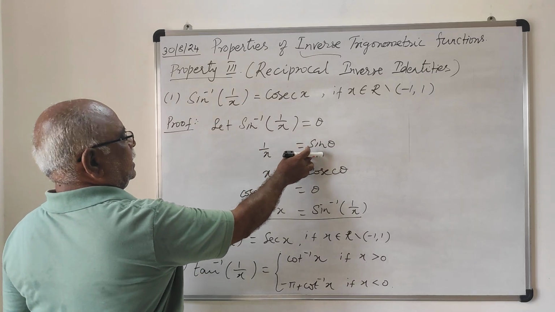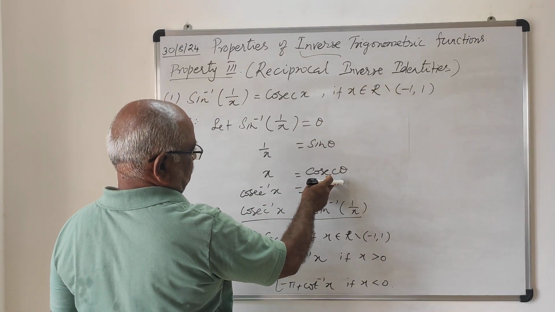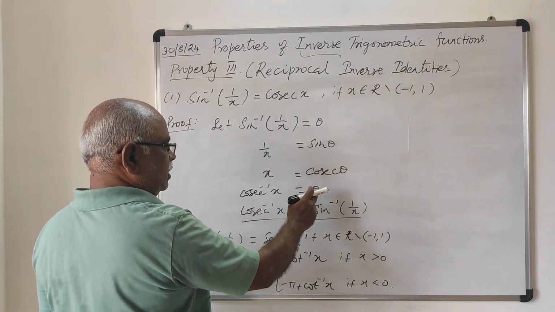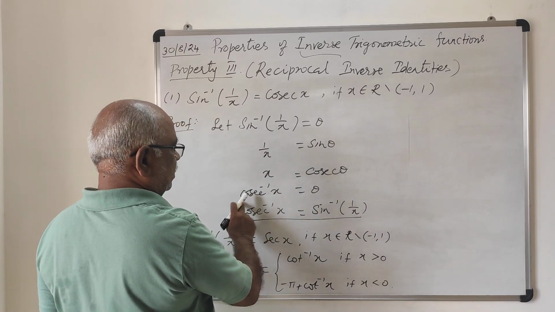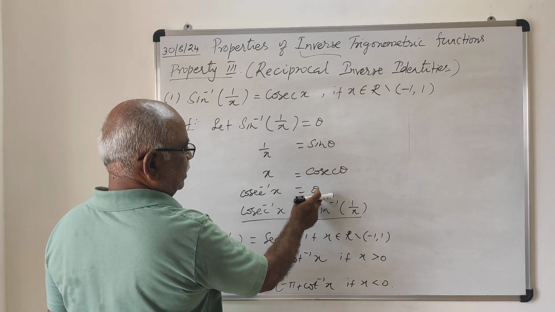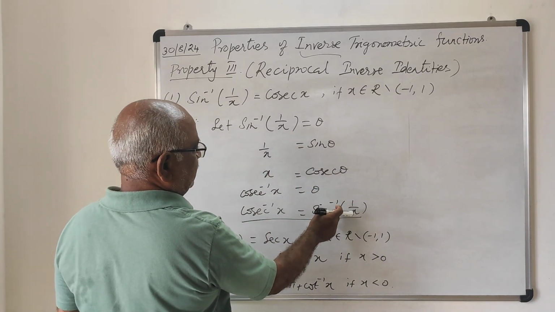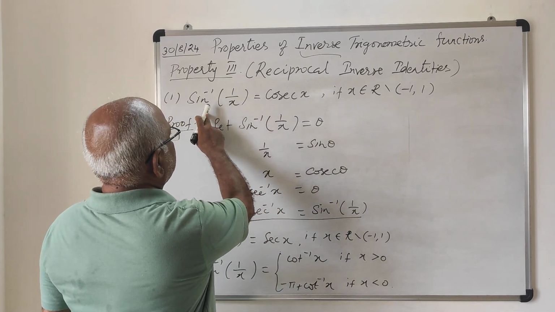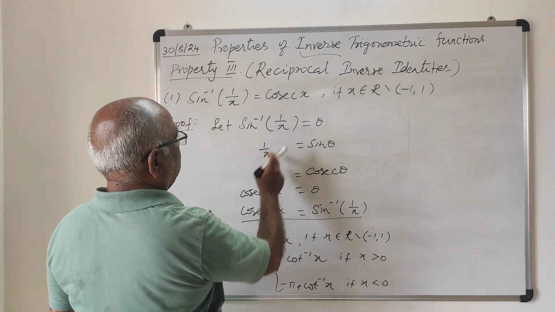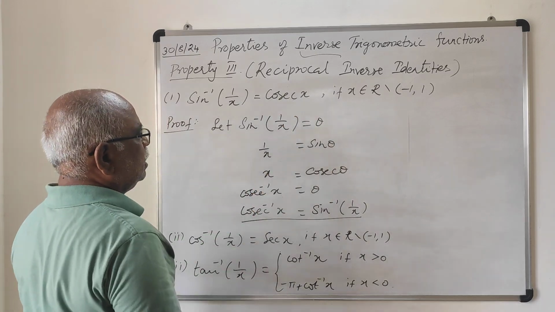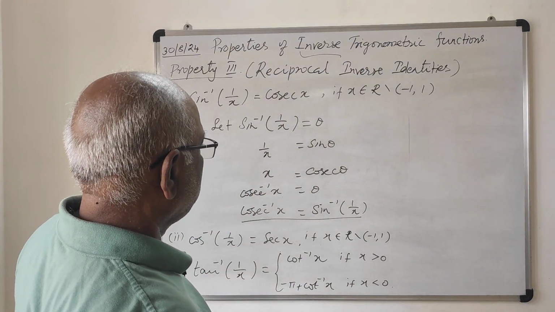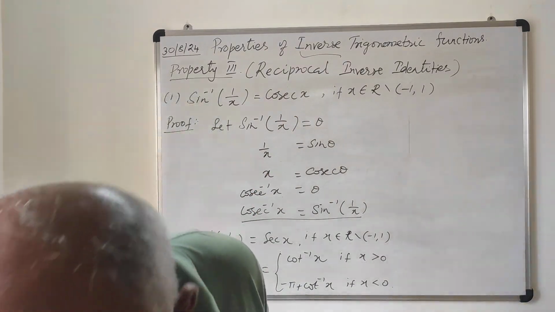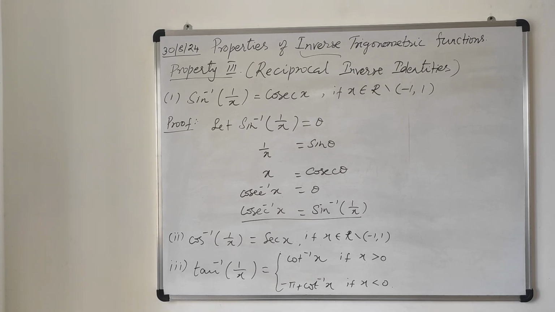So 1 by x is sin theta, and x is cosecant theta, taking the reciprocal. From this, theta equals cosecant inverse x. And you replace theta by sin inverse 1 by x. So cosecant inverse x equals sin inverse 1 by x.